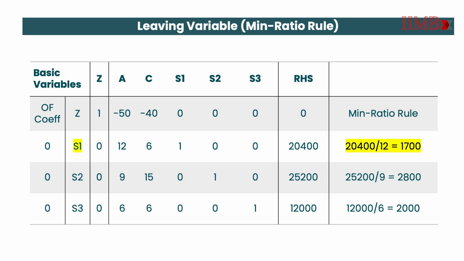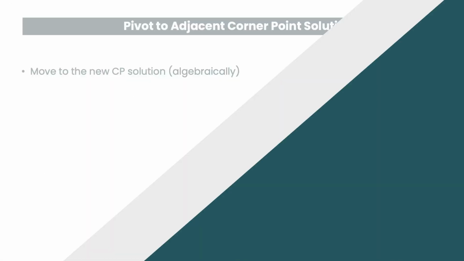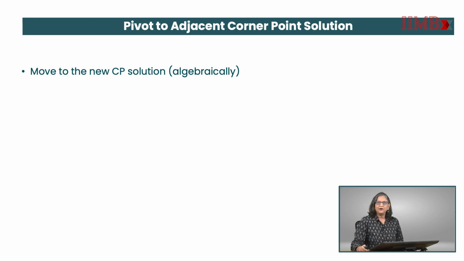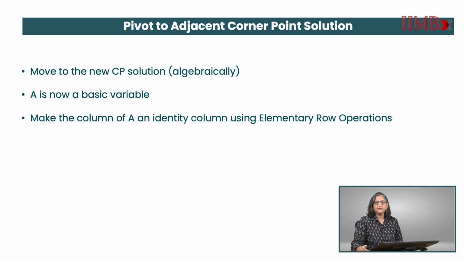Now, once we've decided the entering variable and the leaving variable, we will have to move to that new corner point C that we saw on the graph. So we will have to move to the new corner point solution, and we'll have to do this algebraically. Let's see how to do that. Note that A is now a basic variable, and the basic variables are supposed to have identity columns under them. So we will have to make the column of A an identity column. How would we do that?